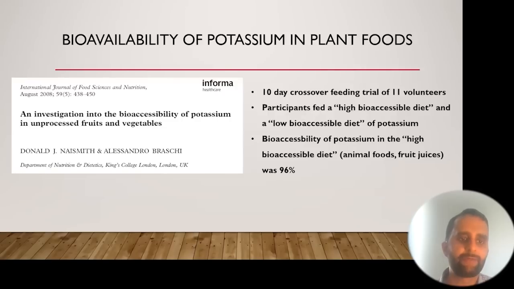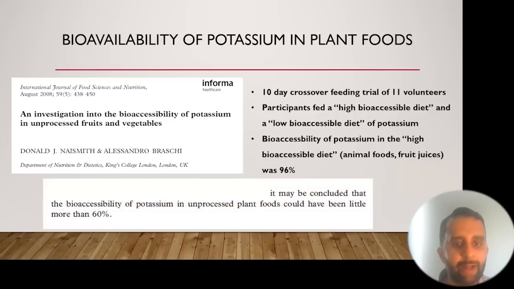This study done by Naismith was a 10-day crossover feeding trial of 11 volunteers. They basically looked to see how much potassium they could recover in people eating a high bioaccessible or high bioavailable diet, which included a lot of animal foods and fruit juices, compared to a low bioaccessible diet, which included a lot of unprocessed plant foods. What they concluded was that the bioavailability of potassium in animal foods and fruit juices was about 96%, but in unprocessed plant foods, it was little more than 60%.